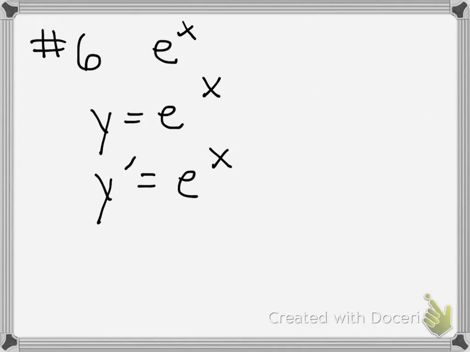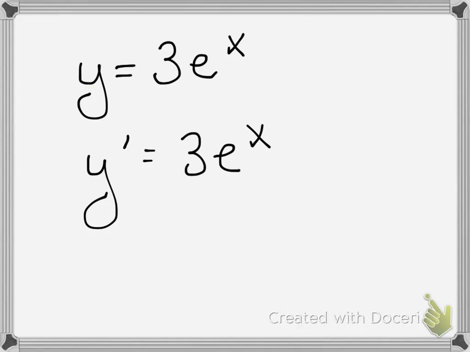Okay, the next rule is for e. This one's really easy because the derivative of e to the x is still e to the x. So make sure you write this down as derivative rule number 6. So an example would be if your function was 3e to the x, the 3 stays the same, and the derivative of e to the x is just e to the x.